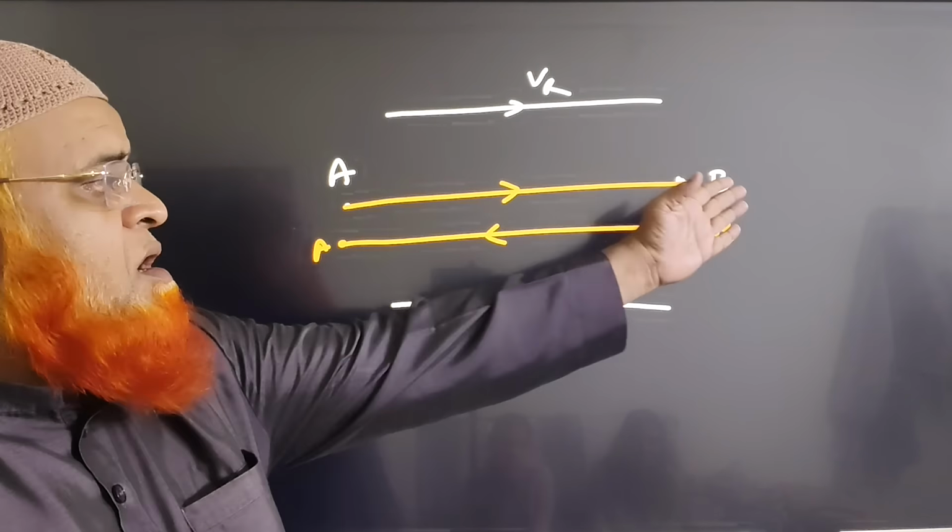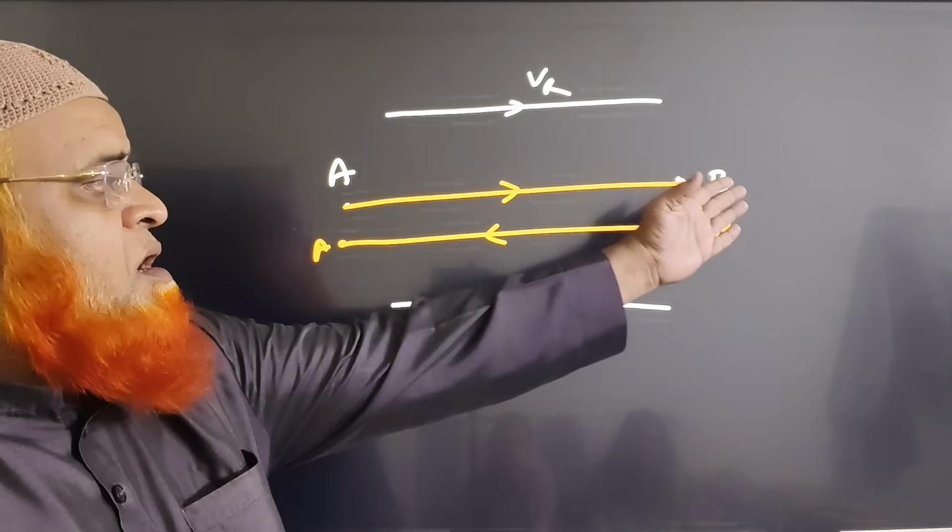Okay, you just see here. For example, distance is 8 kilometers. Velocity of a boat is 8 kilometers per hour and velocity of a river is 4 kilometers per hour. Now, the boat is going and coming back to the same position.